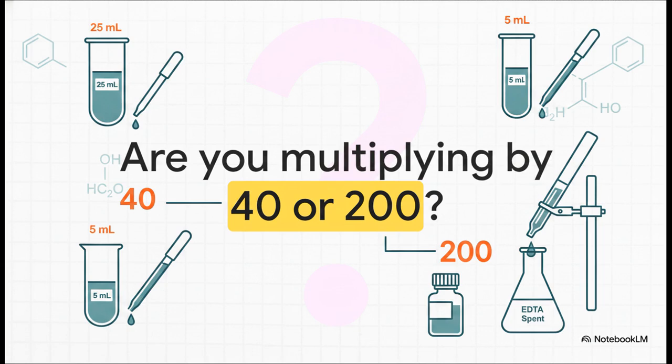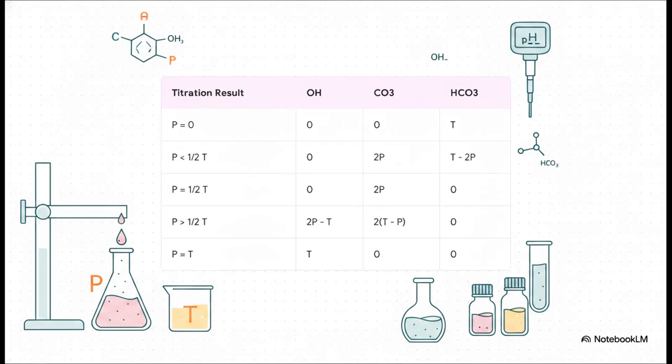Always check your volumes. Now for alkalinity. This specific matrix dictates exactly how you calculate your hydroxides, carbonates, and bicarbonates. It's completely based on the relationship between your phenolphthalein result, which we call P, and your methyl orange result known as T. Honestly, just follow this table and the math basically does itself.